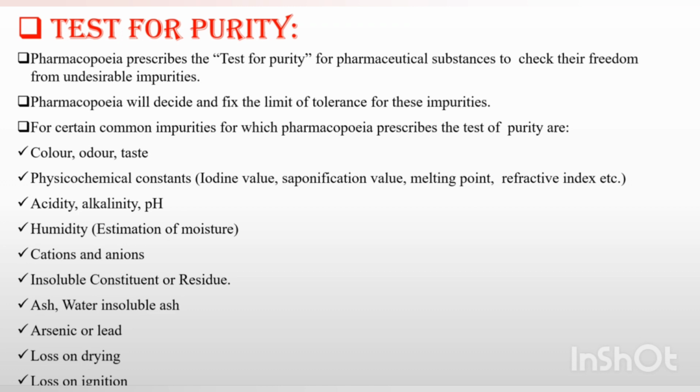Then test for purity. The Pharmacopoeia prescribes tests for purity for pharmaceutical substances to check their freedom from undesirable impurities. The Pharmacopoeia decides the fixed limit of tolerance for these impurities. For certain common impurities, the Pharmacopoeia prescribes tests of purity, like color and odor tests, physicochemical constants, acidity, alkalinity, moisture, cations, anions, insoluble constituents, ash, water-insoluble ash, arsenic or lead, loss on drying, loss on ignition.